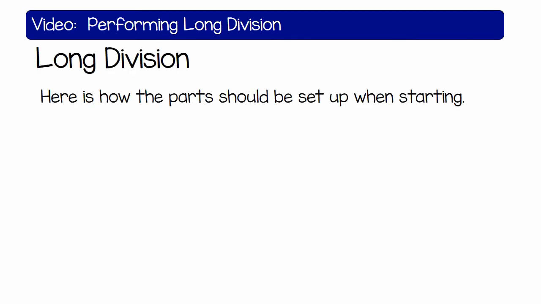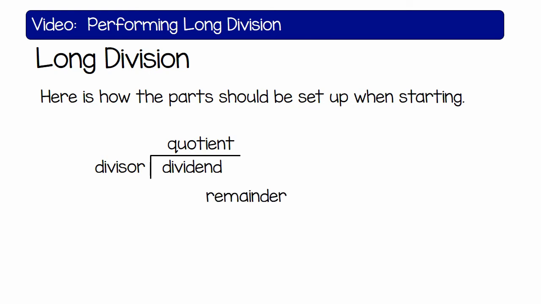Here is how the parts should be set up when starting to solve your long division problem. The divisor, the dividend side by side, a line between the divisor and the dividend, and a line above the dividend. You will put the quotient on top of the line, and the remainder will be the bottom of the value after you finish the question.